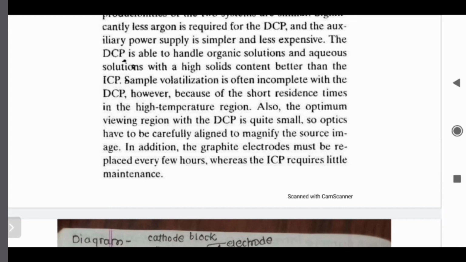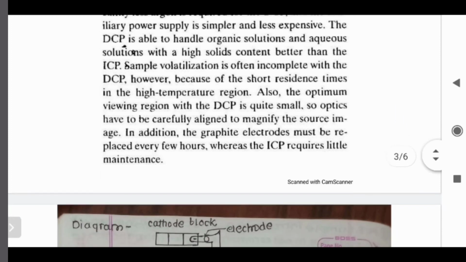Here we are using a graphite electrode as the anode, but there is one disadvantage: we need to replace this graphite electrode every few hours. Once the graphite electrode is used up, we need to replace it with a new one, which adds to the maintenance cost of this instrument.